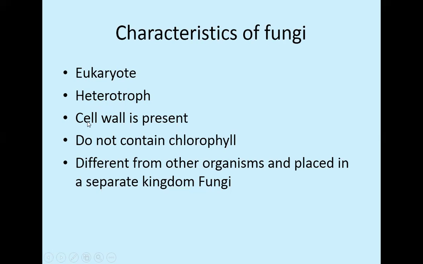Fungi contain a cell wall around their cells. The cell wall is made up of a carbohydrate called chitin. Although fungi contain a cell wall, they do not have chloroplasts in their cells. So fungi cannot make their food. That's why they are heterotrophs. Since these properties do not match with any other organisms, these living things are placed in a separate kingdom, that's kingdom Fungi.